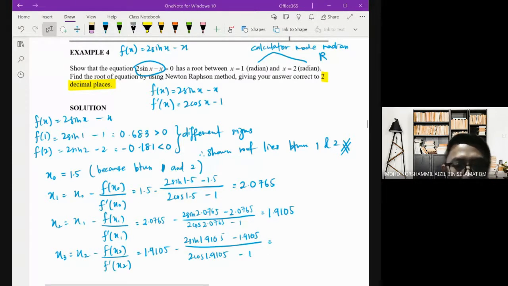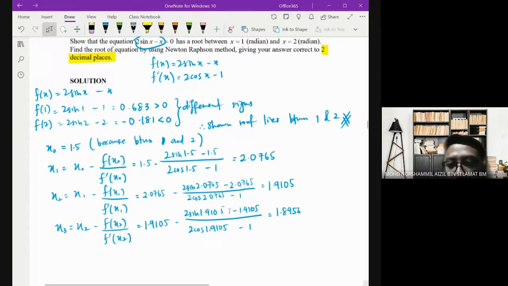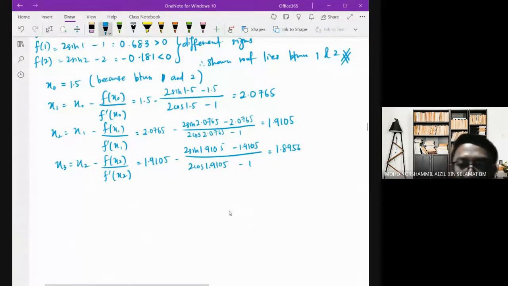You will get, saya cepat sikit, masa dah nak habis dah. 1.8956. You get 1.8956. Tak sama lagi guys. Tapi dah nampak dah dia makin dekat. 1.91 dia dah 1.89 dah. Tak sama lagi. Lajak lagi.